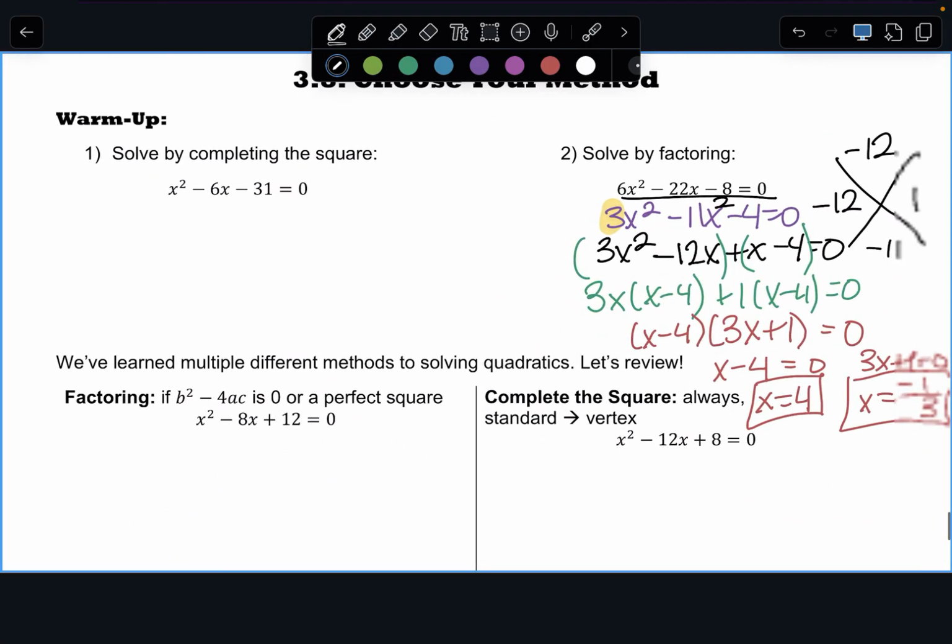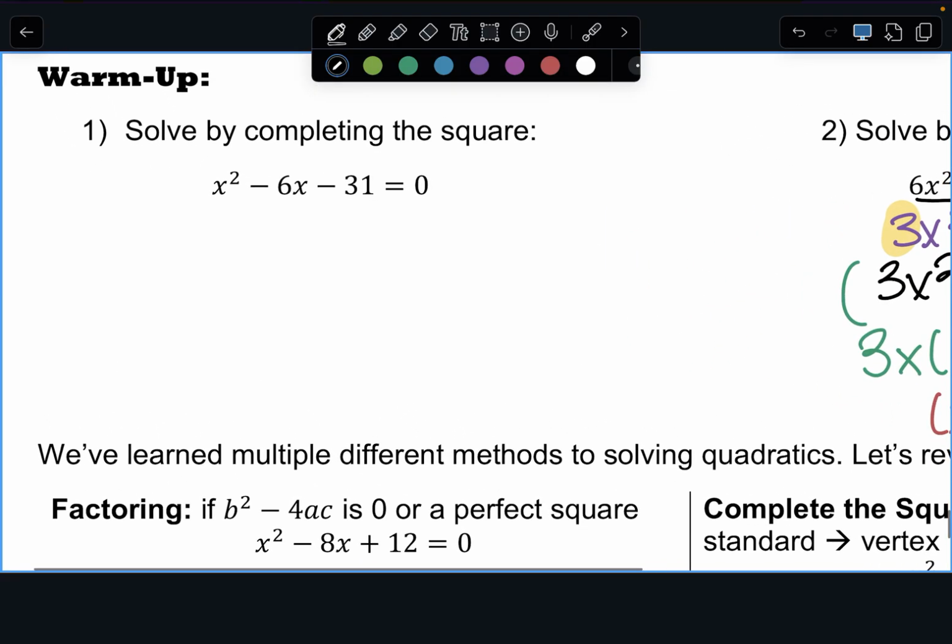Okay, hopefully that method we should probably know the best out of all of them. Completing the square is probably the one that we're not as comfortable with. So on your test, I'll have a question for each type. You will have to complete the square, you will have to factor, and you'll have to do the square root method. So you have to know each one. This one's completing the square.